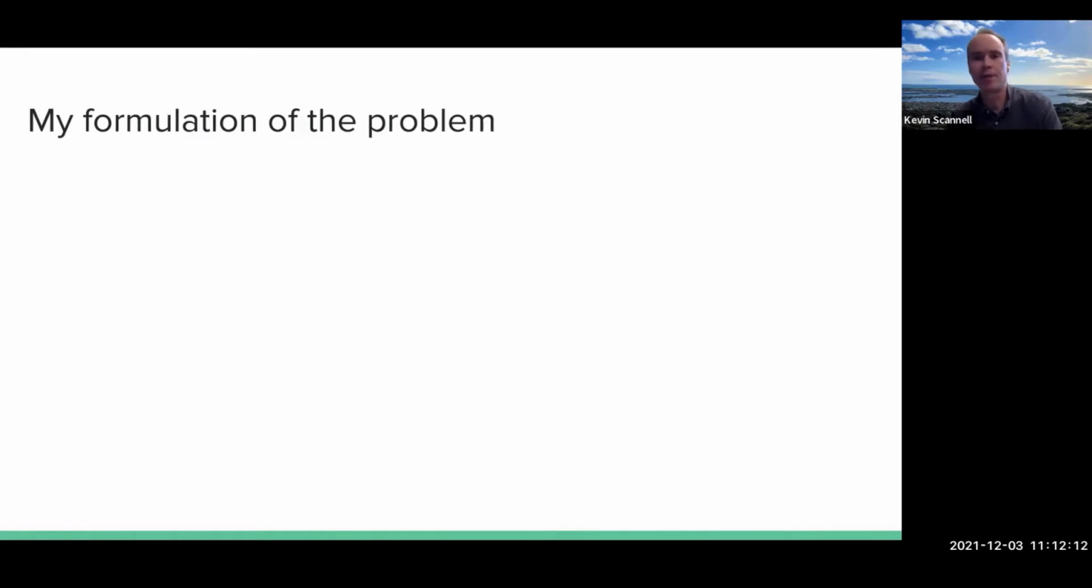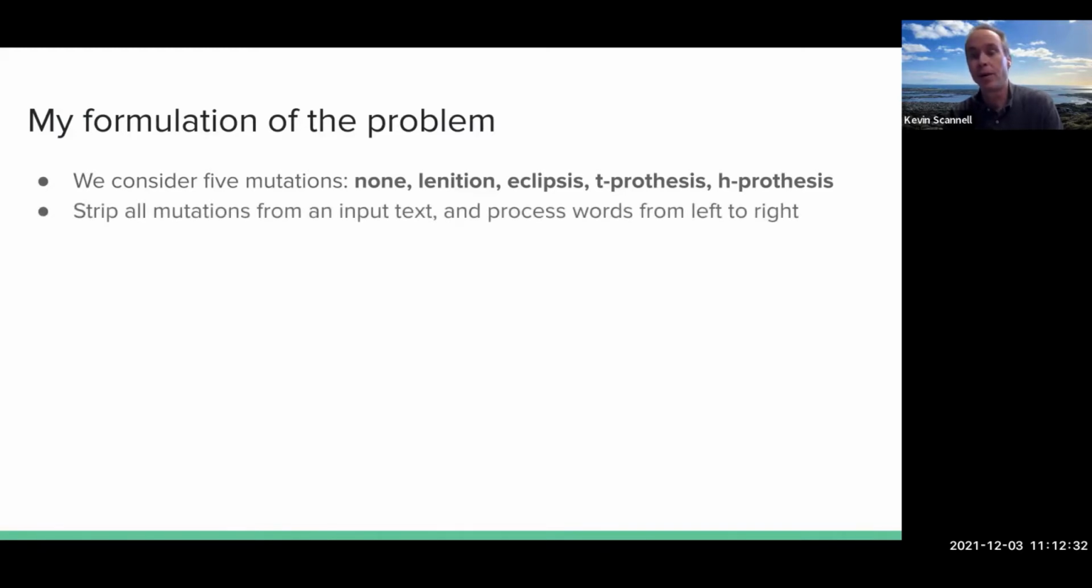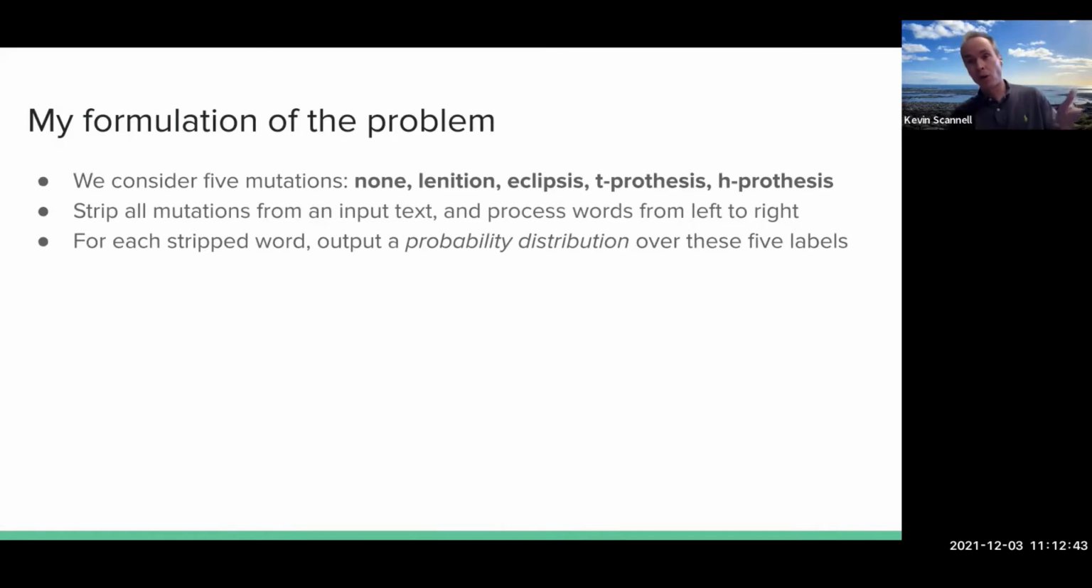So here's how I formulate this problem formally. In Irish and Scottish Gaelic as well, I say that there are 5 mutations. There's the null mutation, lenition, eclipsis, a prefix T, and a prefix H. So what I'll do is take an input text, strip the mutations from that input text, and then process each word from left to right. And then the goal is for every word where I've stripped the mutation, I want to predict not just what I think the correct mutation is, but actually a probability distribution over these 5 possibilities.